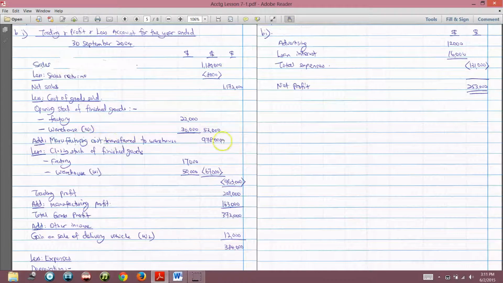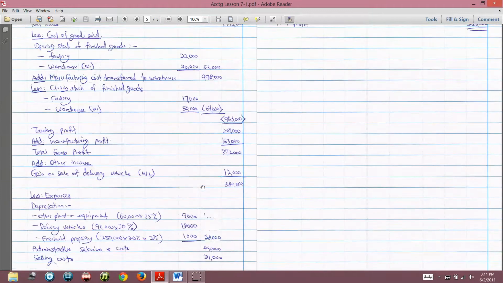Okay, this one can I hold on for a while first? Warehouse, I leave this figure blank, and then underline. Then add manufacturing cost transferred from the factory to the warehouse. Then less closing stock of finished goods, factory. Closing stock of finished goods factory is also given in note 1 of the question, 17,000. Warehouse, I leave this blank first, then I underline. Then I can hold on the rest of the things.